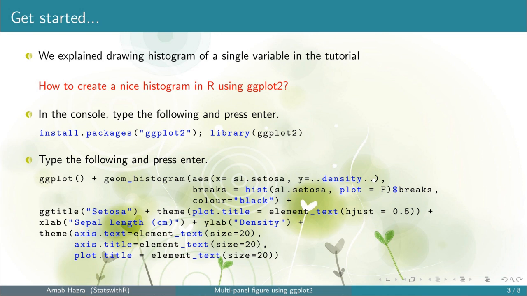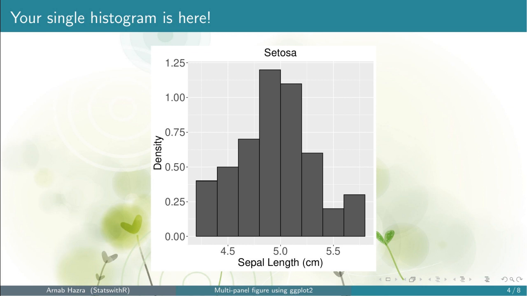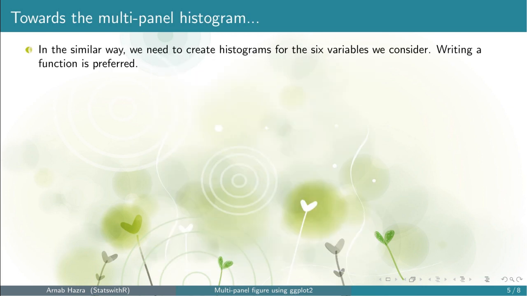Once we run the code, our single histogram is ready. Let's see how it looks. In the similar way, we need to create histograms for the 6 variables we consider. We can repeat the code 6 times, but writing a function is preferred.